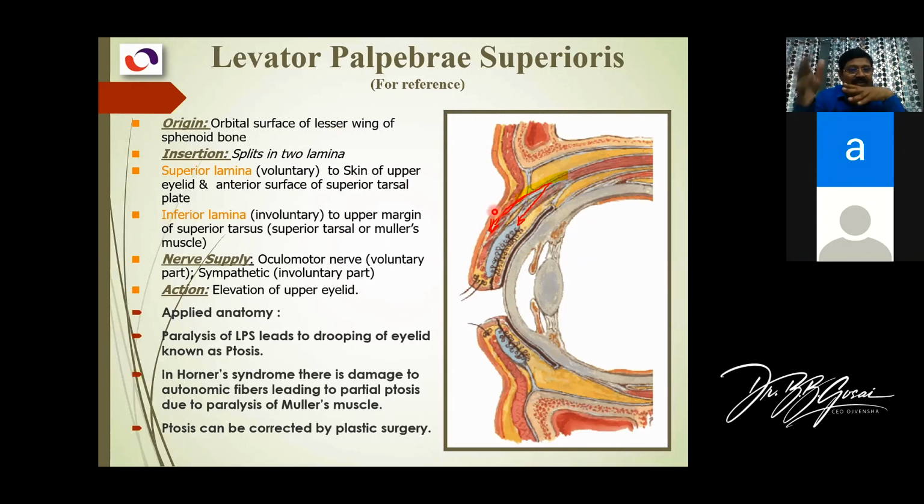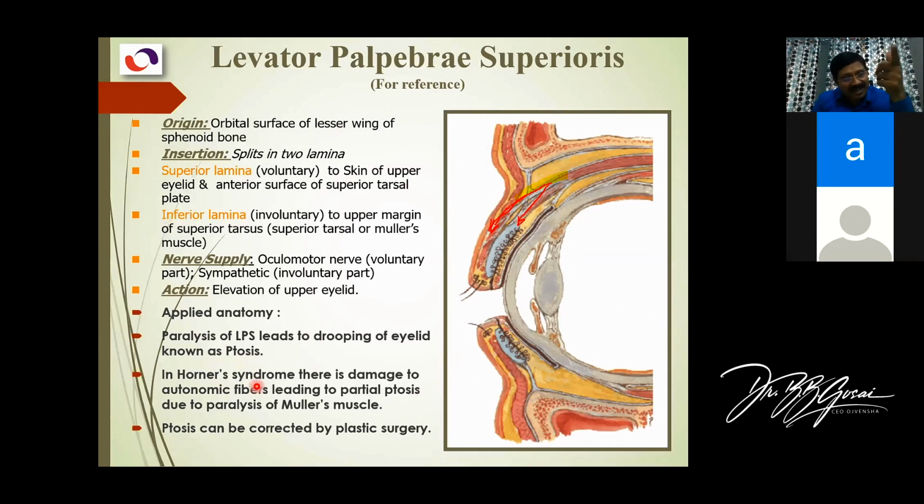So the function of this muscle is elevation of the upper eyelid, which we know very well. Levator palpebrae superioris, upper eyelid. The paralysis of levator palpebrae superioris causes ptosis. P is silent here. Ptosis, drooping of the eyelid.